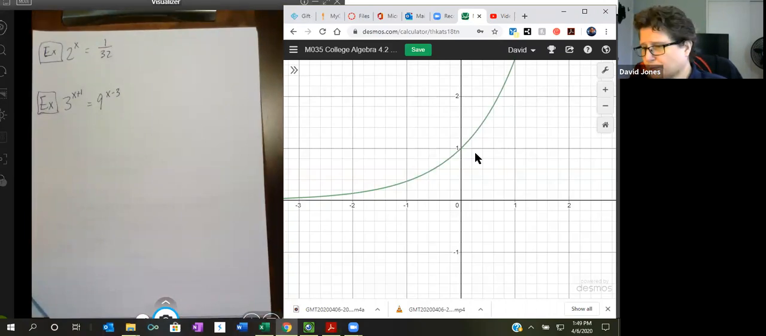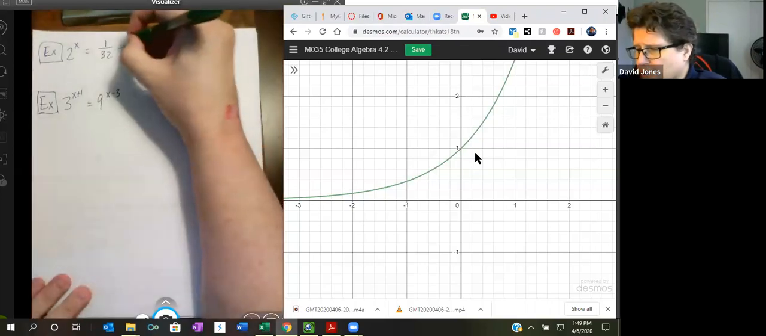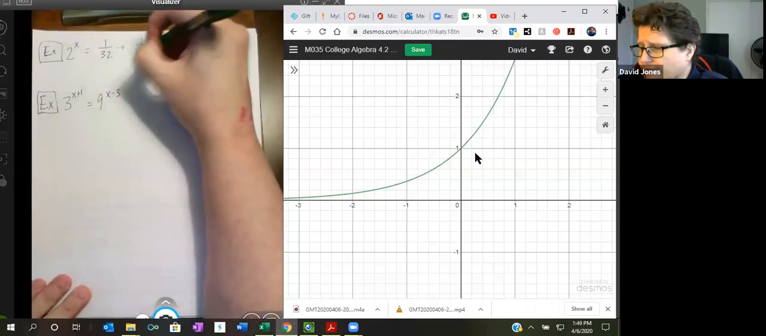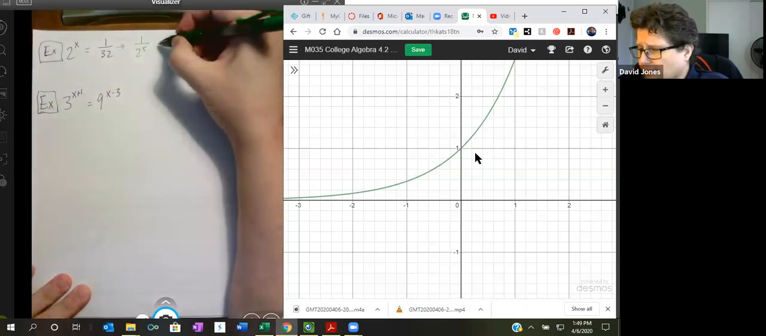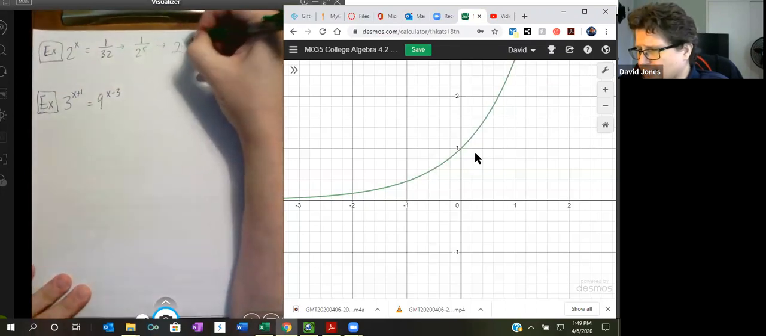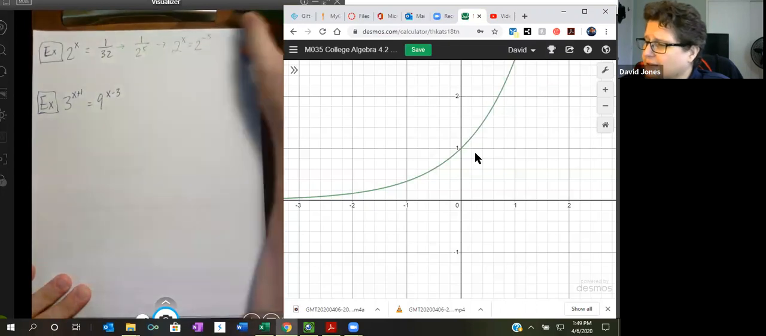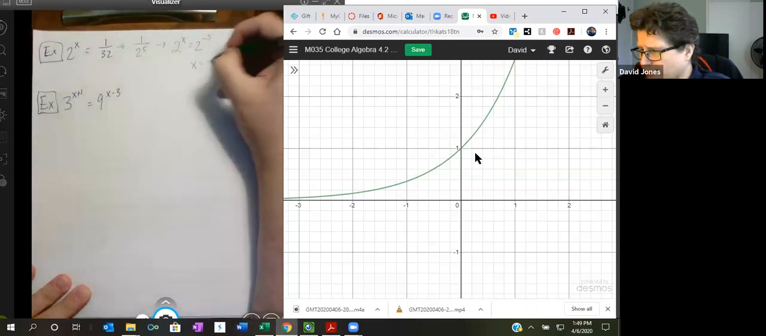All right, I'll assume you paused. This one I can write as 1 over 2 to the 5th power, which means I have 2 to the x equals 2 to the negative 5. So x equals negative 5.